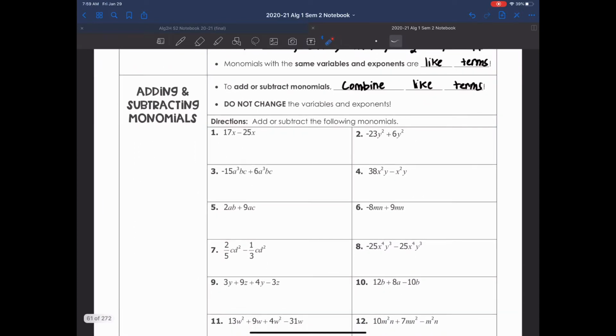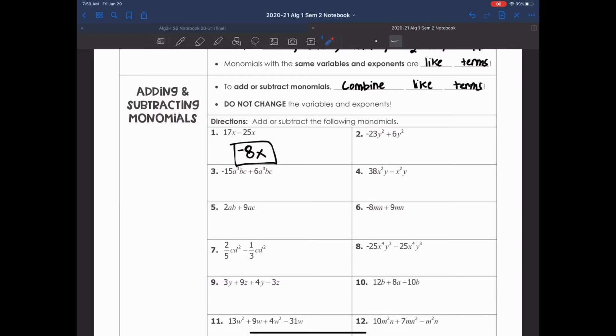Example number 1, the directions say to add or subtract the following monomials. For number 1, we have 17x minus 25x. Once again, notice how both of these terms have an x attached to them. Since they both have an x, they are on the same team. So 17 minus 25 is going to give me negative 8. And I'm going to keep that x there because 17x minus 25x gives us negative 8x, all right? So again, we do not change the variables and the exponents. We just change the numerical value.